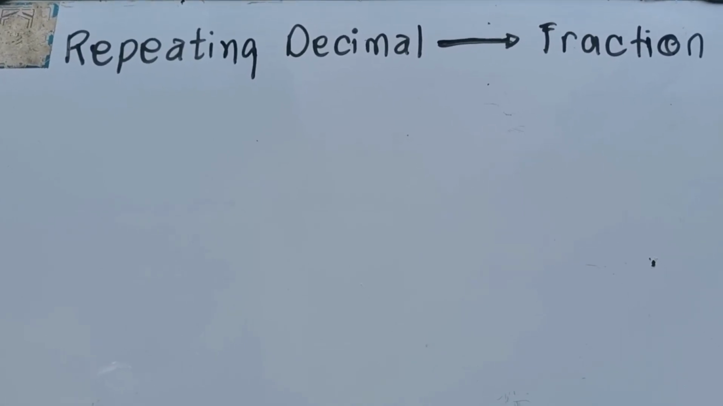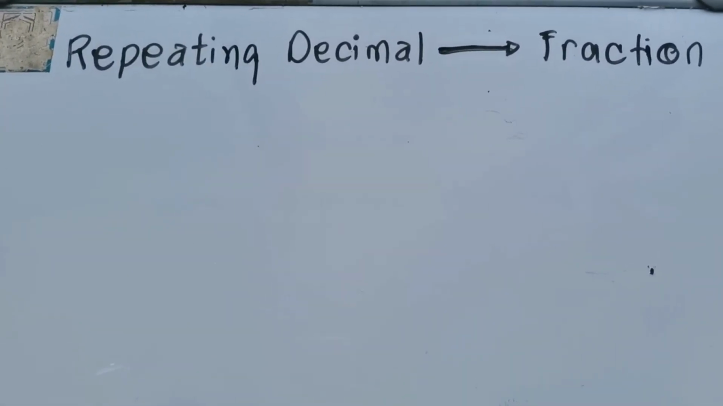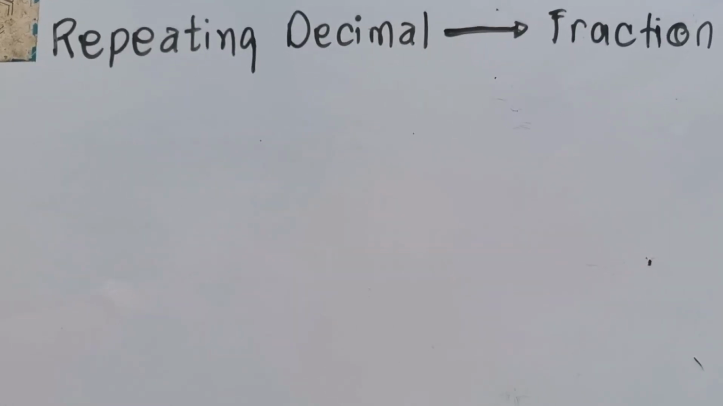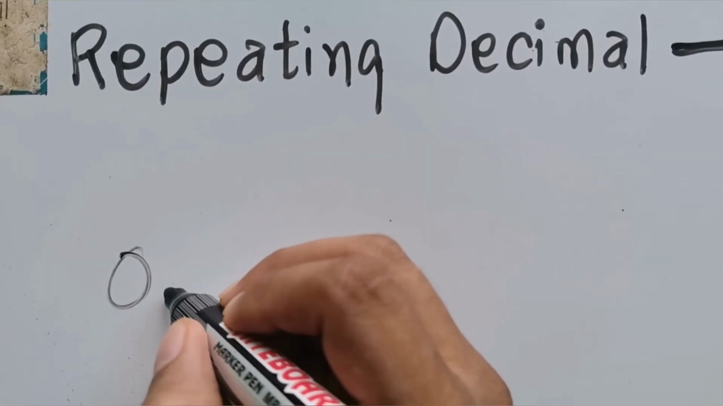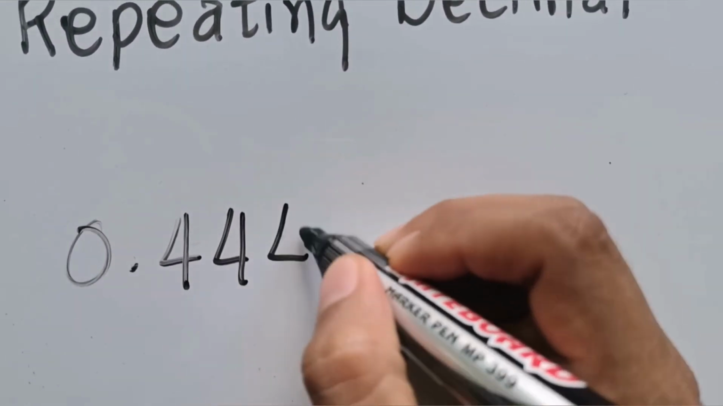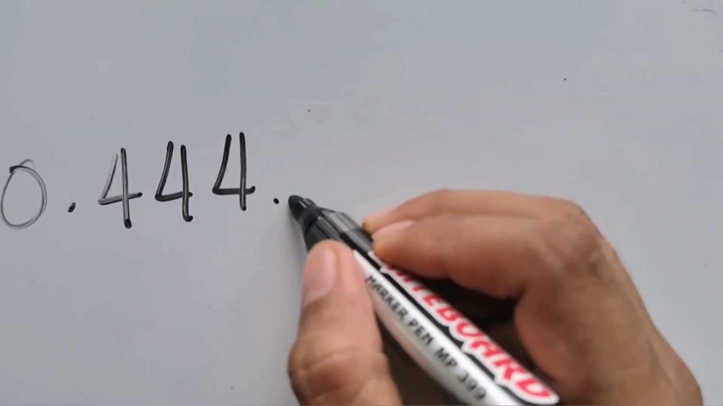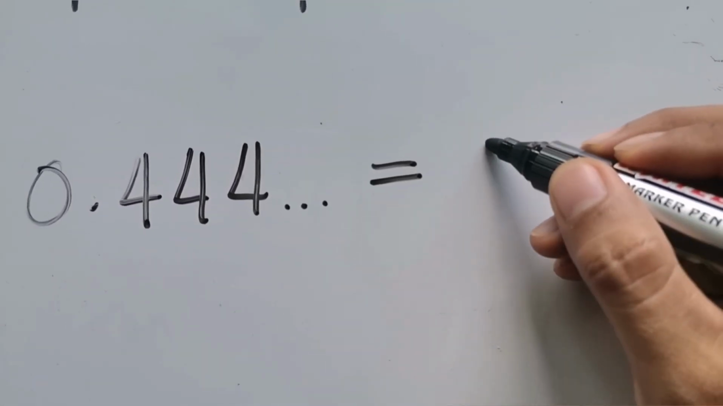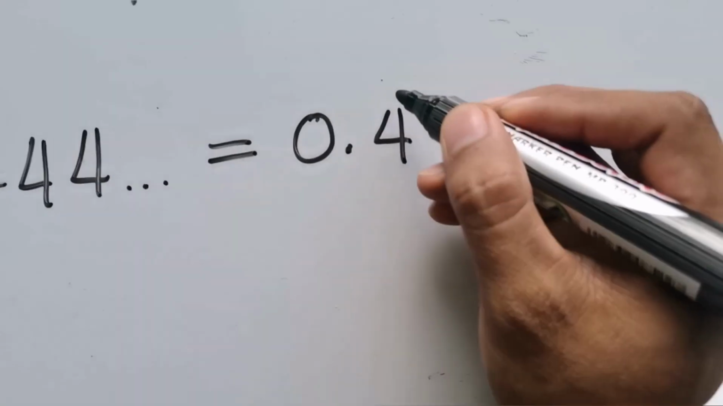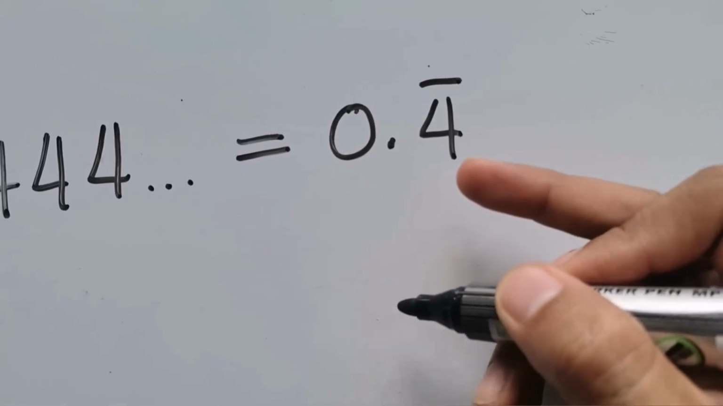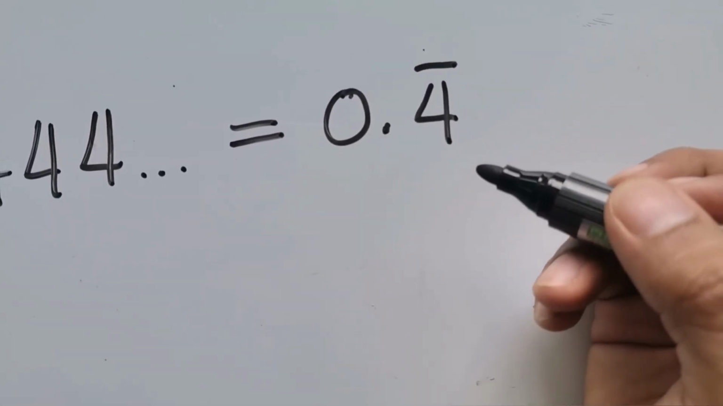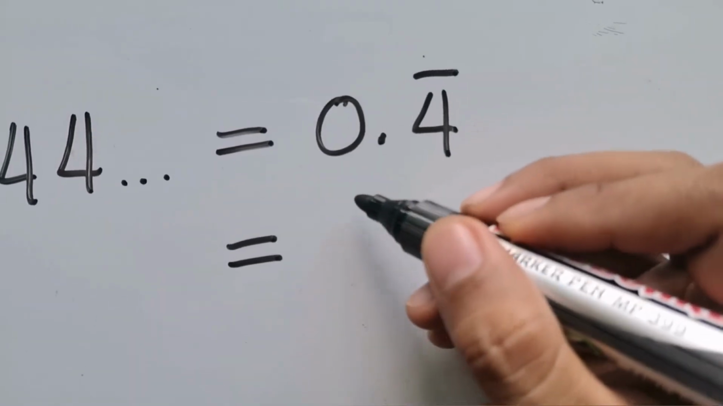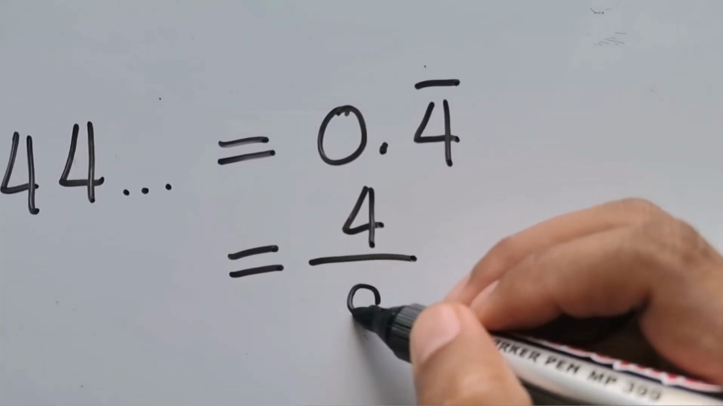Magandang araw. Ngayon, tatalakayin natin kung paano i-convert or i-express ang repeating decimal into a fraction. So, here we go. If we have 0.444 and so on, ibig sabihin, this is repeating. This is equal to 0.4 na may bar sa itaas. Ibig sabihin, itong number na 4 ay ang repeating number. To convert it into a fraction, simply, we will write it as 4 over 9.